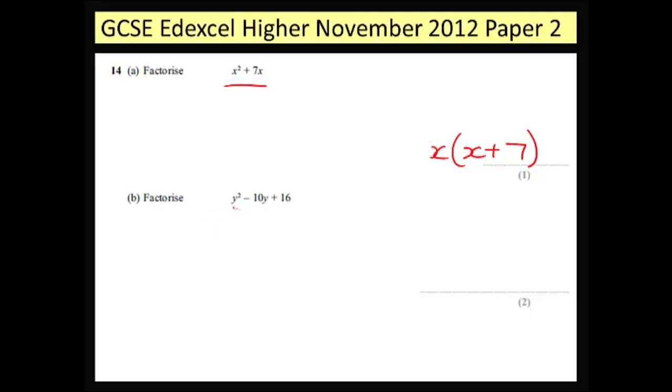Part B is the more traditional type of quadratic we're used to seeing, so this one's going to end up being double brackets, and if I look at the minus 10 and the plus 16, I know that it's got to be y and y, minus 8 and minus 2.